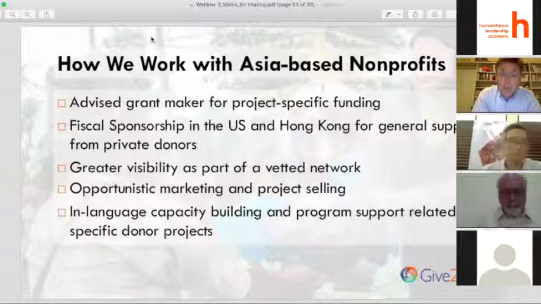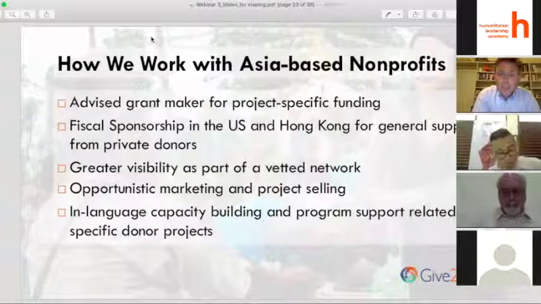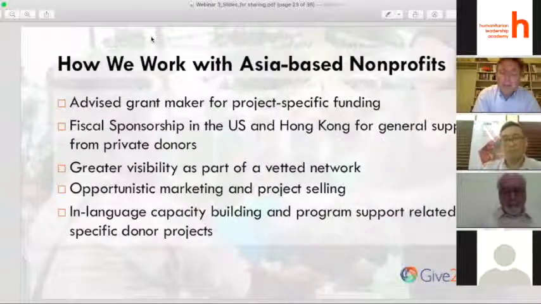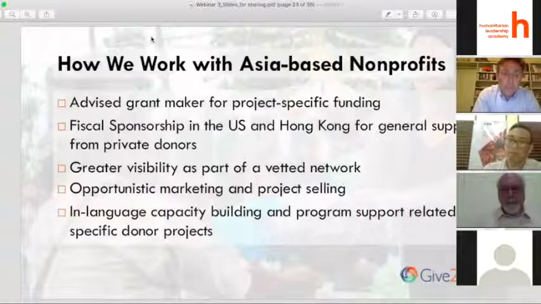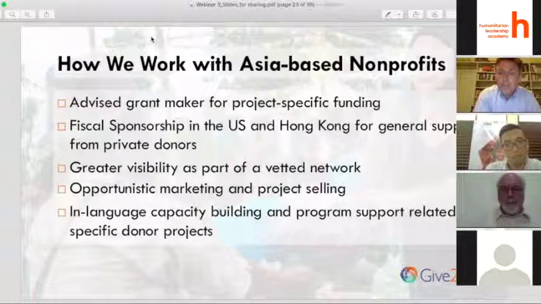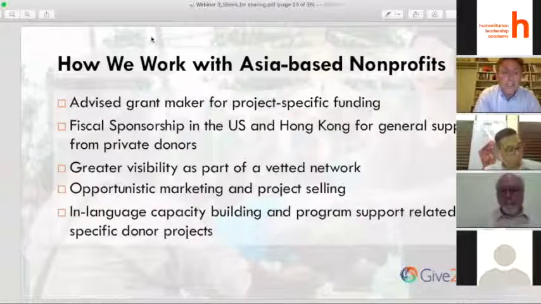We also do quite a bit of work directly with Asia-based nonprofits. So as some of you may think of us as a grant-making organization and funding specific projects, we also have fiscal sponsorship relationships with about 275 organizations in the Asia-Pacific region that use our registration in the US and Hong Kong to fundraise and to be able to give their supporters in those countries a tax deduction for their support to you in your communities.